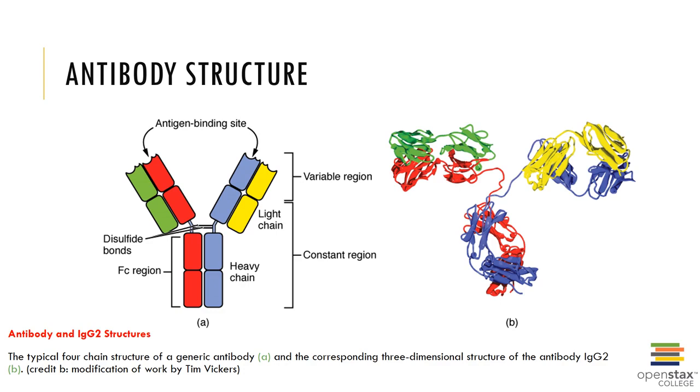The constant segments of the heavy chains form the base of the antibody molecule. The free tips of the 2 variable segments form the antigen binding sites of the antibody molecule. These sites can interact with an antigen in the same way as an active site of an enzyme interacts with its substrate. When an antibody molecule binds to its corresponding antigen, we now have an antigen-antibody complex that has been formed.